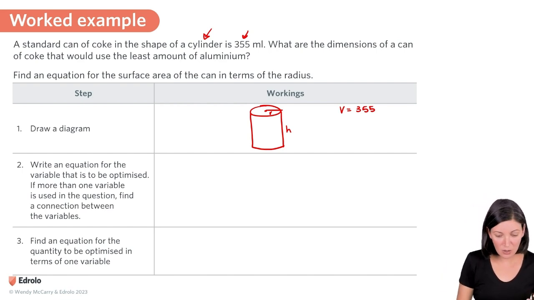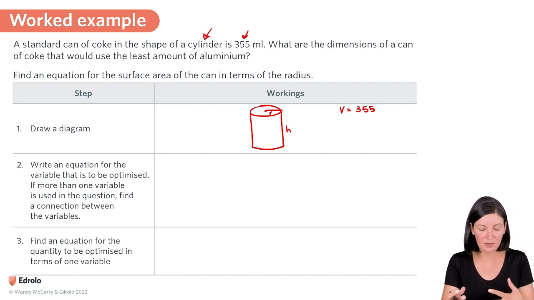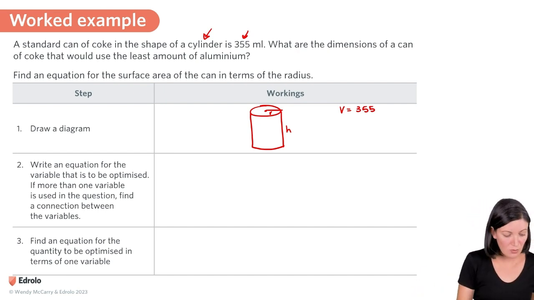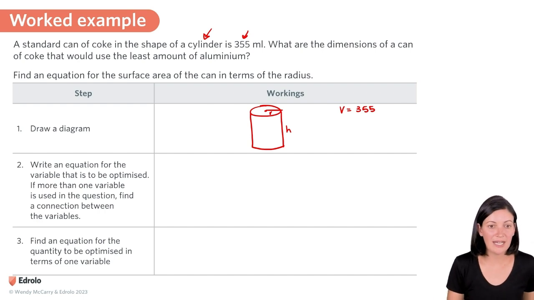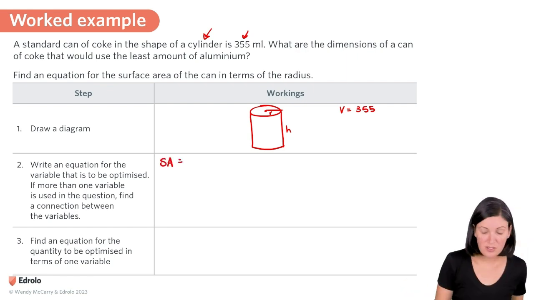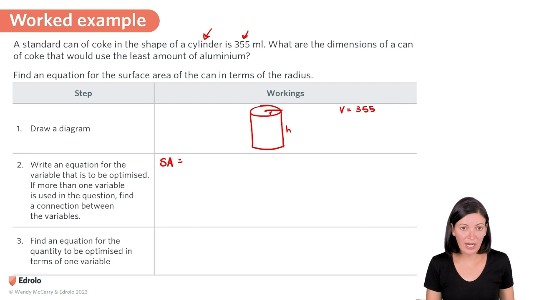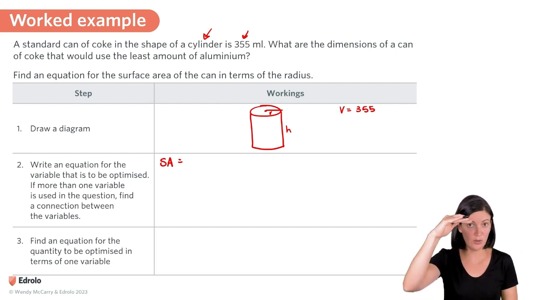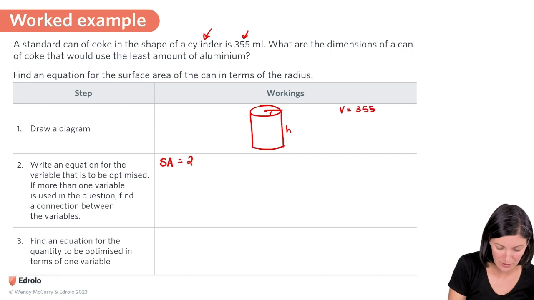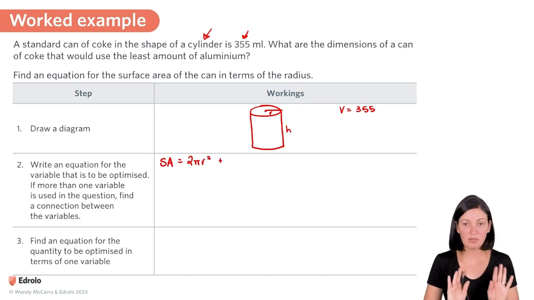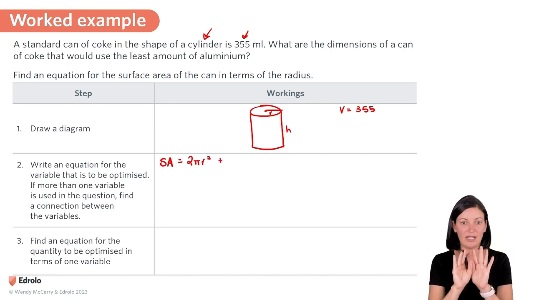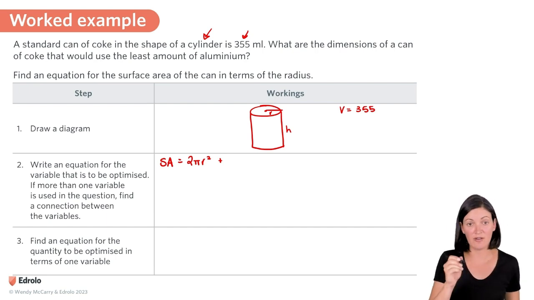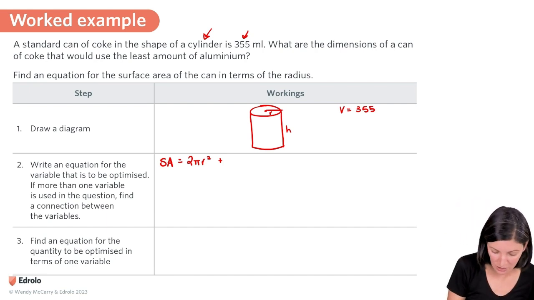So this is sort of going into step 2. We don't know the radius or the height of the cylinder, so I'm just going to leave my drawing as is. But step 2 says write an equation for the variable that is to be optimized. So what I want to be optimized here is the surface area. The surface area of a cylinder is going to be 2 times the area of a circle, so 2πr², plus that curved surface area, which is the circumference times the height, 2πrh.